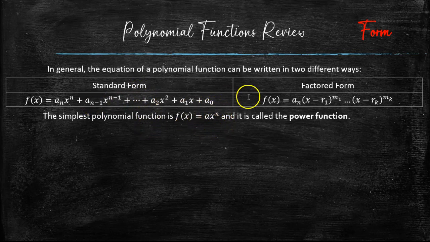Now, the simplest polynomial functions are of this form. So pretty much every coefficient is set equal to 0 except a sub n. And this function is called a power function. Power functions are pretty much the simplest polynomial functions. So that means you should know everything, and I mean everything, about them.